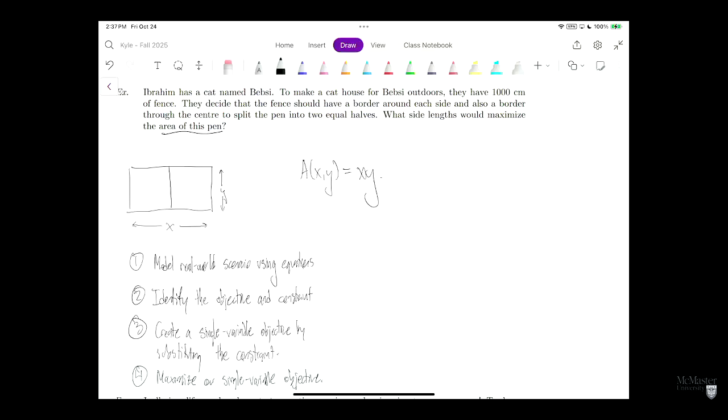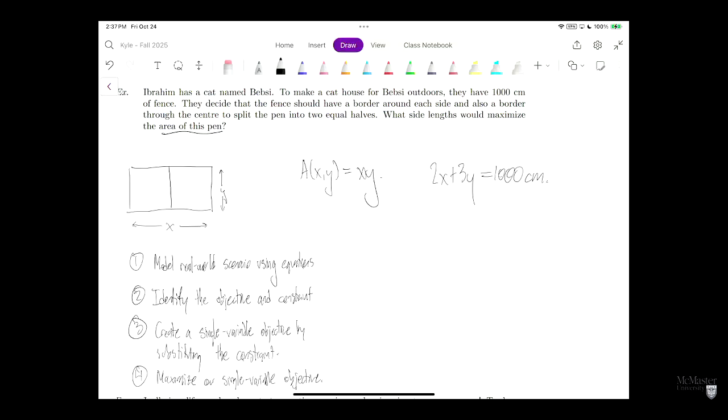And also, we have a constraint. We know that the perimeter of this, or not the perimeter, sorry, just actually 2x plus 3y, which is the total amount of fence we have, equals 1,000 centimeters. Okay, one of these is our objective, and one of these is our constraint. Can you tell which is which?